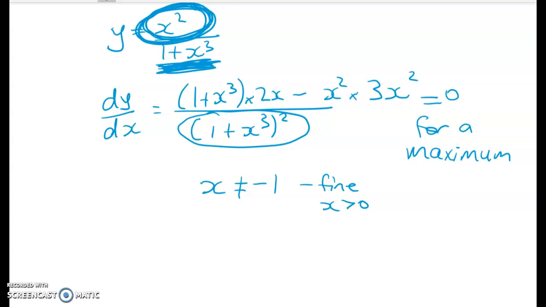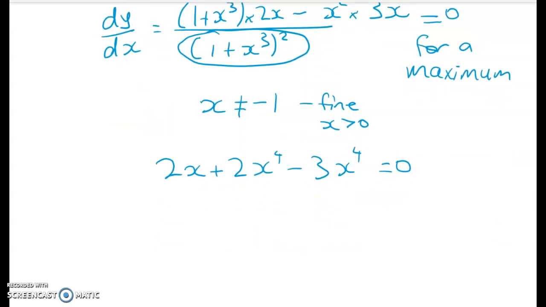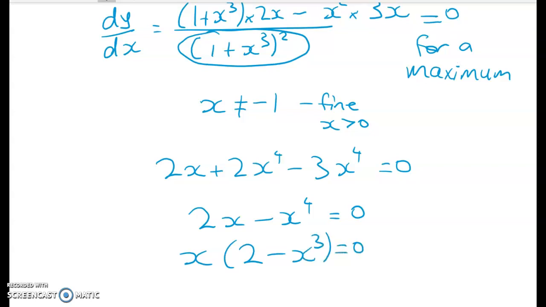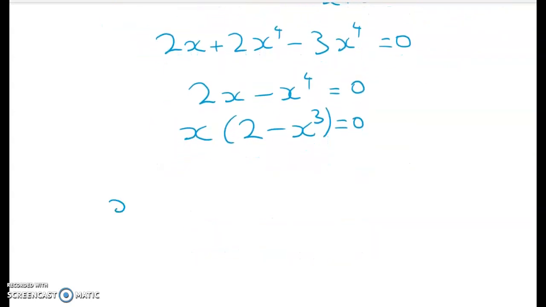Cleaning up the top line gives us 2x plus 2x to the power of 4 minus 3x to the power of 4 is equal to 0. So 2x minus x to the power of 4 equals 0. Factorising that gives me x times 2 minus x cubed is equal to 0. So x is equal to 0, or 2 is equal to x cubed.